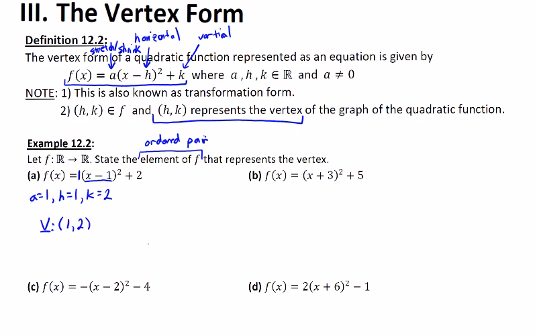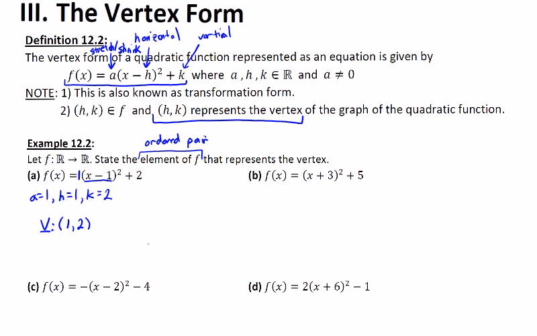And it's that easy. If you can recognize the vertex form and you can pull out the h and the k, you get your vertex for free. And then the rest of the graph comes very easily. We'll talk about the graphing more a little later in the section. Let's go on to part B. F of x is equal to x plus 3 squared plus 5.